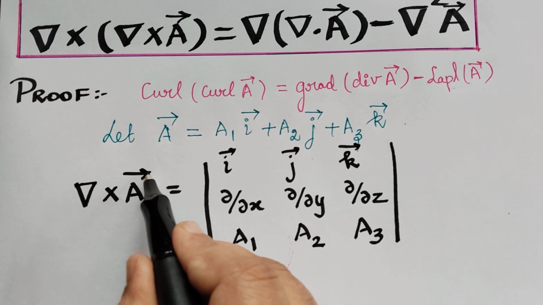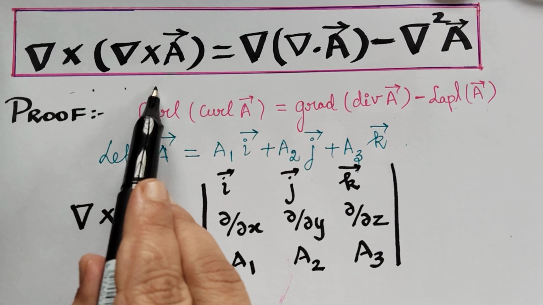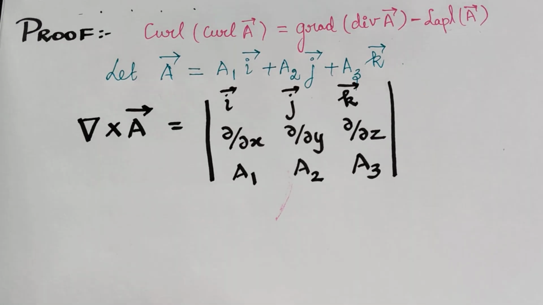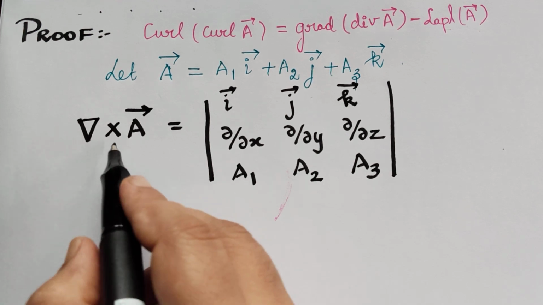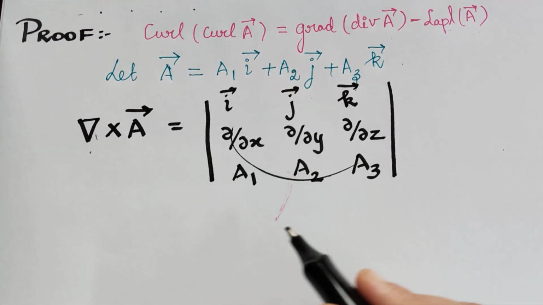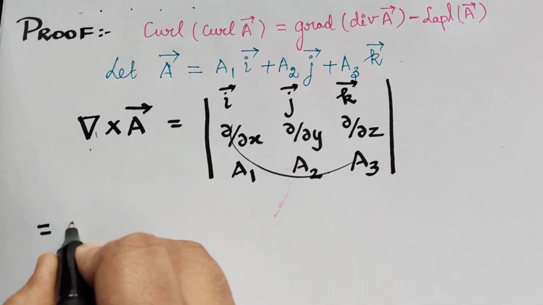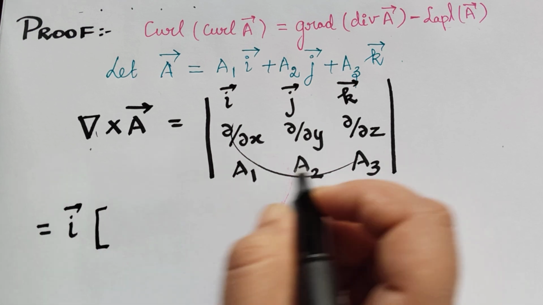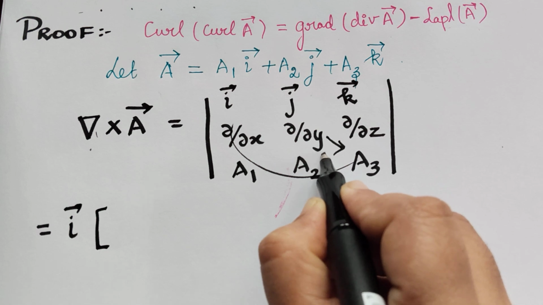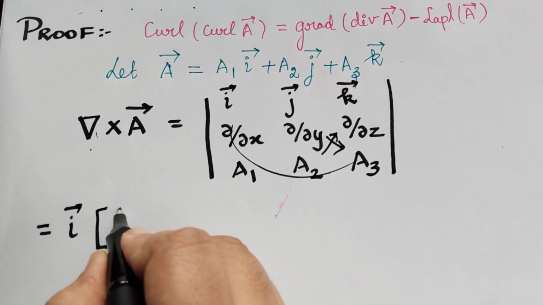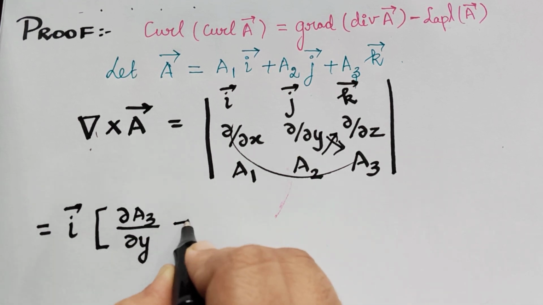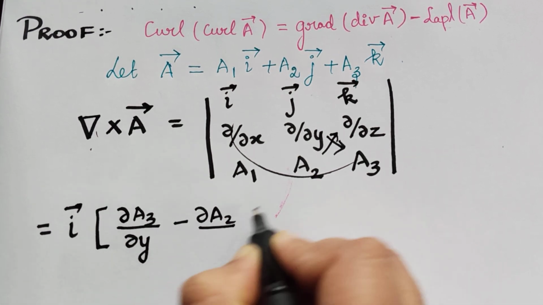Now we shall find nabla cross of nabla cross A vector, that is the left hand side of the result. So what will be that? Nabla cross, and before that we shall just simplify this also. We know that the value of this determinant is equal to i vector multiplied with dou a3 by dou y minus dou a2 by dou z.